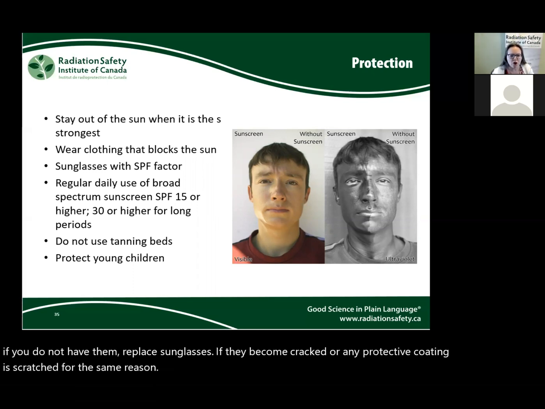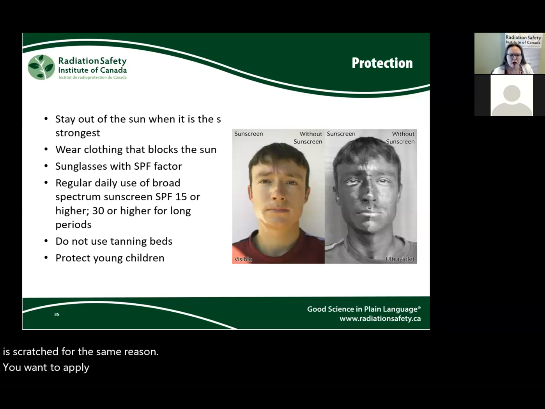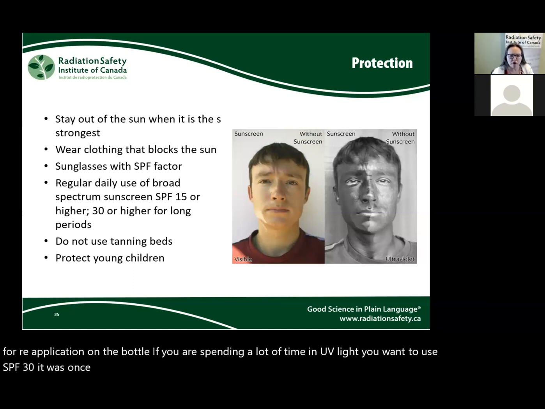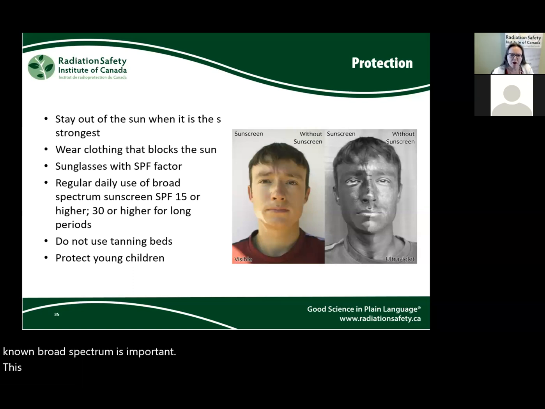You want to apply a broad spectrum sunscreen of SPF 15 or higher, following the directions for reapplication on the bottle. If you are spending a lot of time in UV light, you want to use SPF 30. It was once thought that only UVB did damage, but now that the dangers of UVA are known, broad spectrum is important. This is important not only in the sun, but when exposed at work or in the nail salon, for example. Tanning beds cause skin cancer and other effects previously mentioned. To prevent this, do not use them.